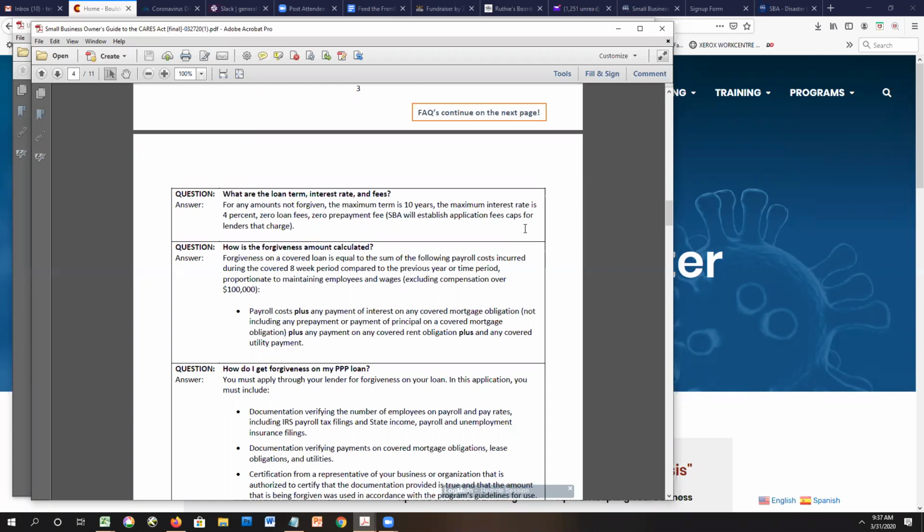You basically need to show that you were an operating functional business before the crisis started, and you'll need to do a certification that you are a legitimate business, that you're going to use this money for payroll and the allowable uses.